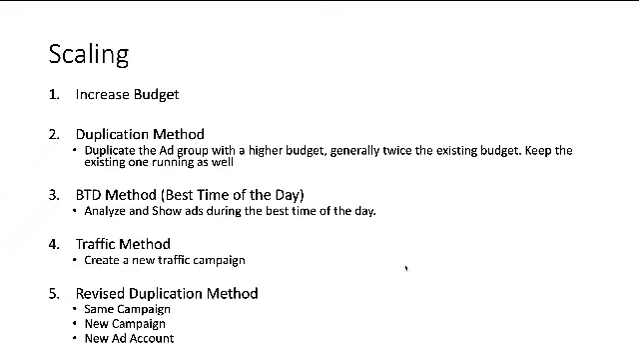The fifth one is the revised duplication method. In this one, you do the exact same thing that we did in the duplication method. However, here you do three different things. One is you create a copy in the same campaign. Second is you create a copy of the same ad group in a new campaign. And the third one is you run the same campaign, the same ads in a new ad account altogether. So create a new TikTok ad account, create a new campaign, a new ad group, everything same, and run it over there. This helps TikTok to identify different pockets of audience in your same interest category, and that's how you end up scaling.